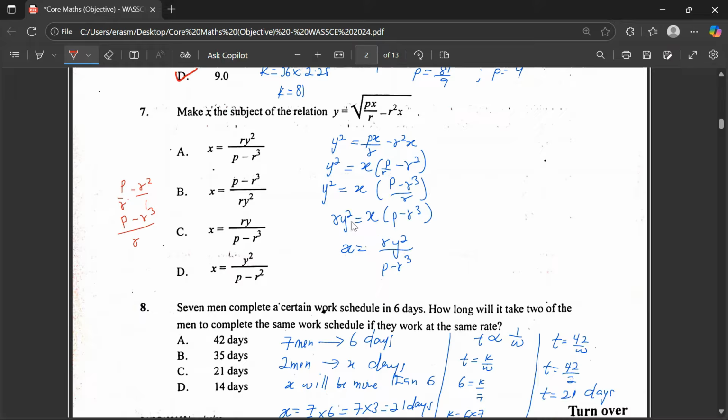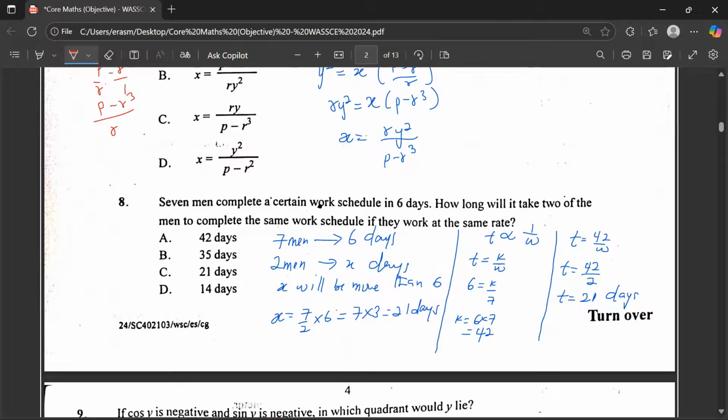So ry squared equals xp minus r cubed. We multiplied y squared by r, right? That is it. And so x is going to be what? Ry squared divided by this expression, p minus r cubed. And so the right option is option A.